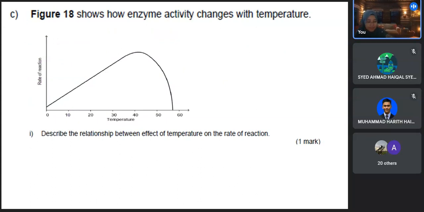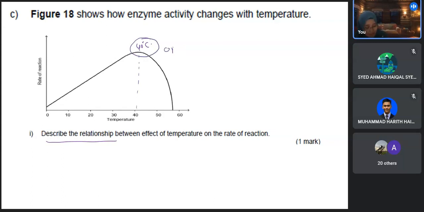Okay, so next question. Figure 18 shows how enzyme activity changes with temperature. So for this question, you just look at the diagram. Describe the relationship between the effects of temperature and the reaction. So as the temperature increases, the rate of reaction increases. That is the obvious point that you can write. As temperature increases, the rate of reaction increases up to 40 degrees only. Or the optimum temperature for the reaction is 40 degrees Celsius.